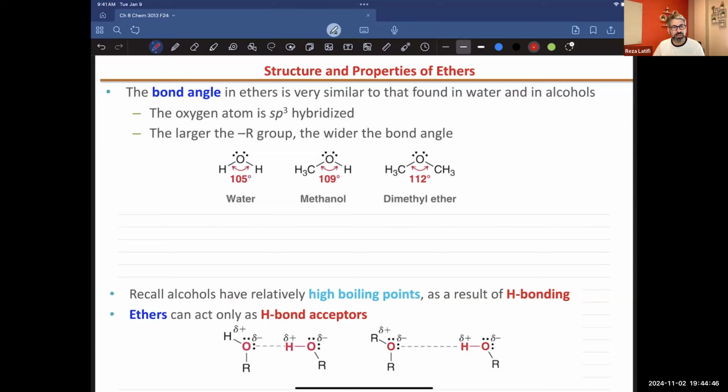We're talking about ether. I want to compare some physical properties of ethers with alcohol and water, and then later we will switch to how to prepare ether molecules. First thing is going to be the bond angle.